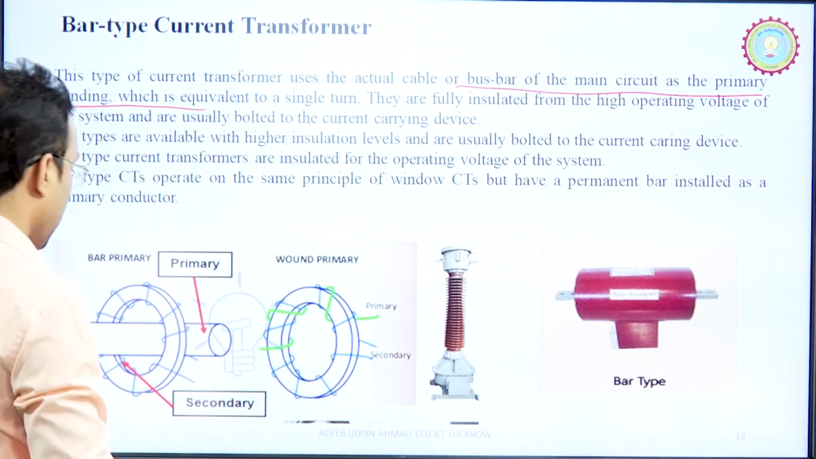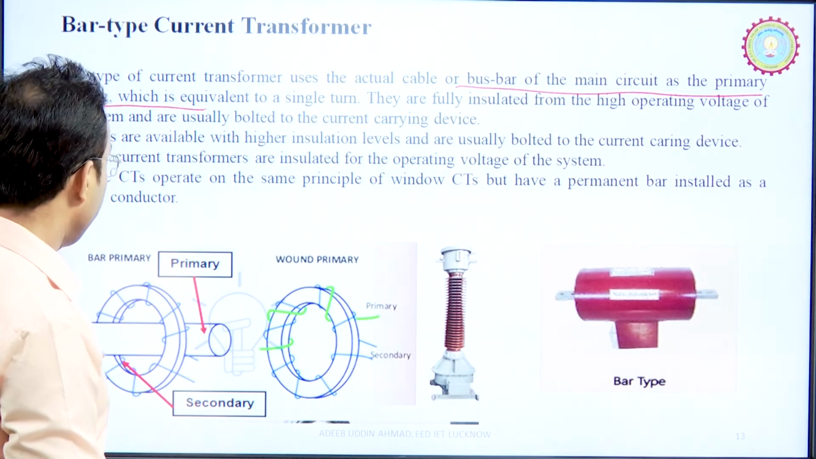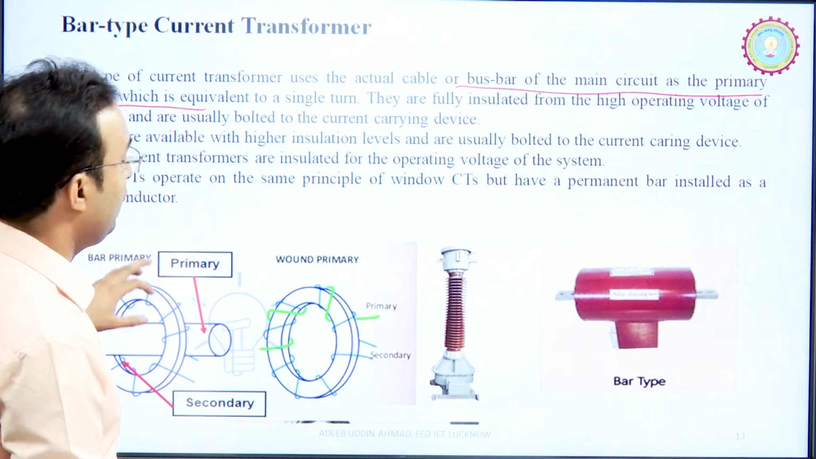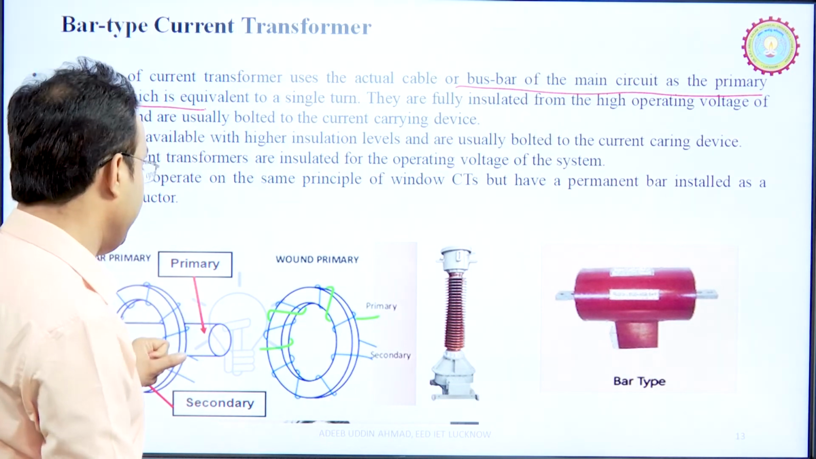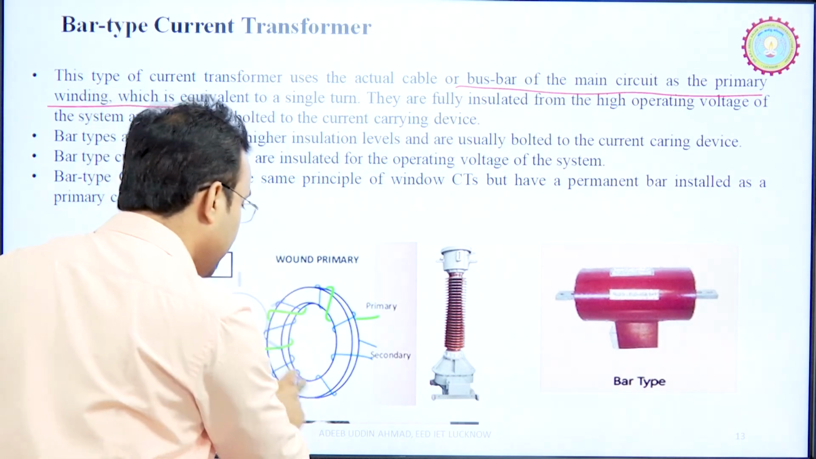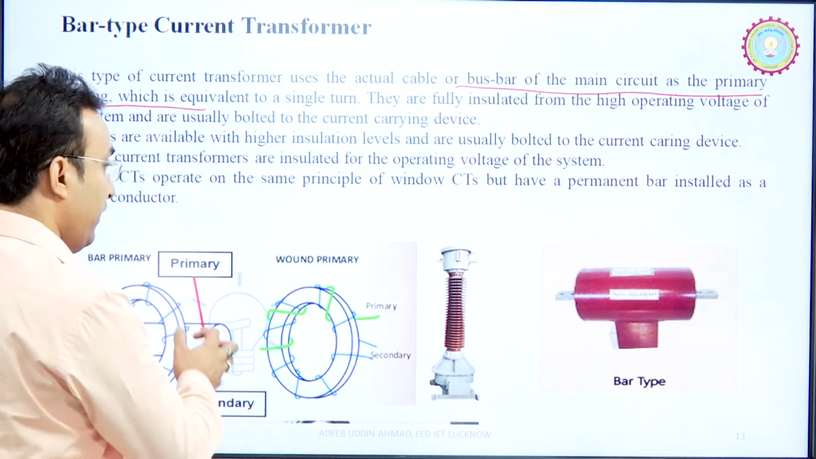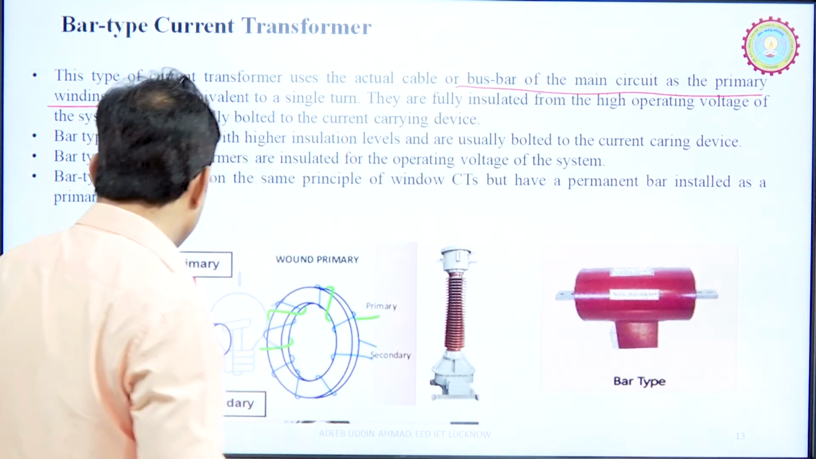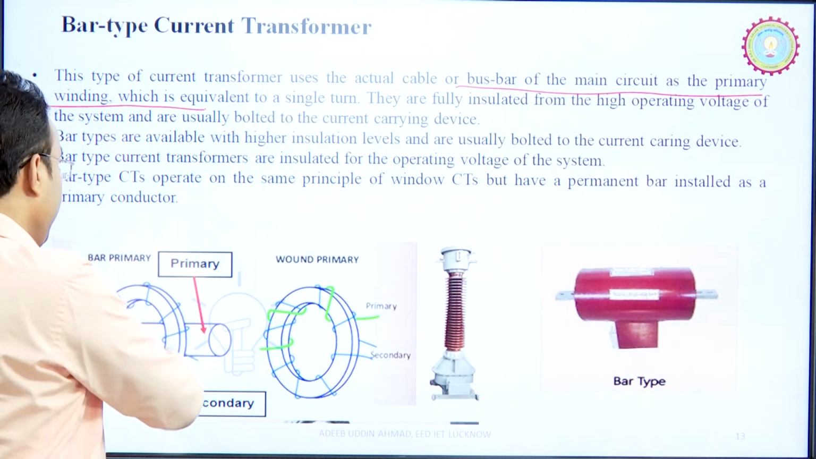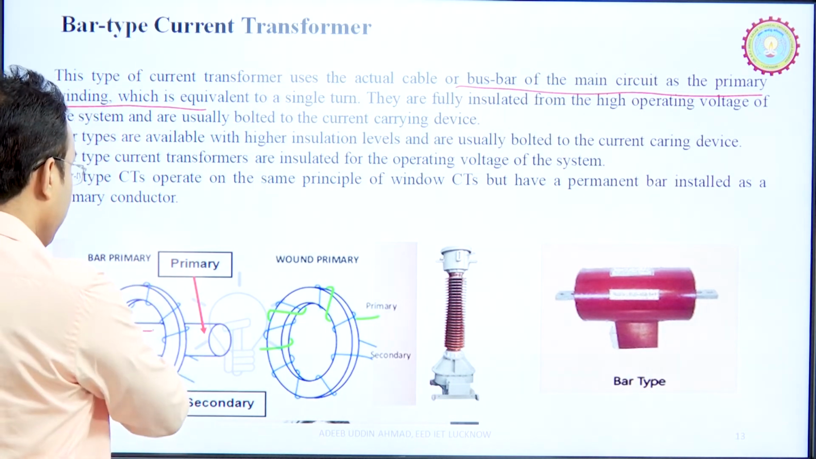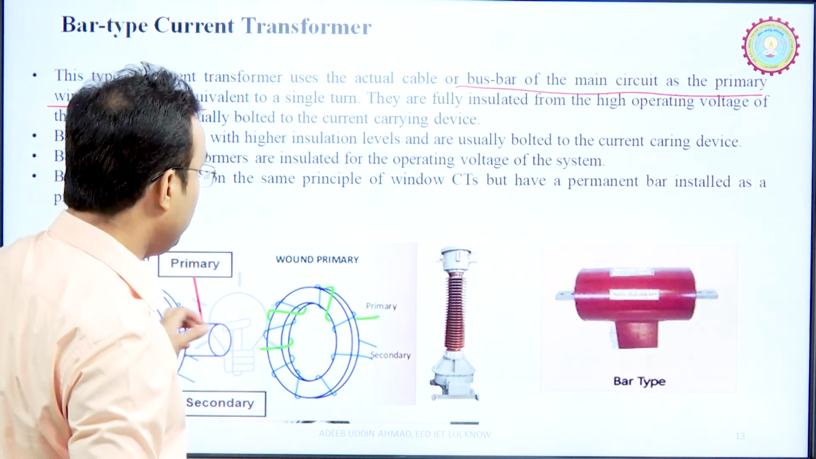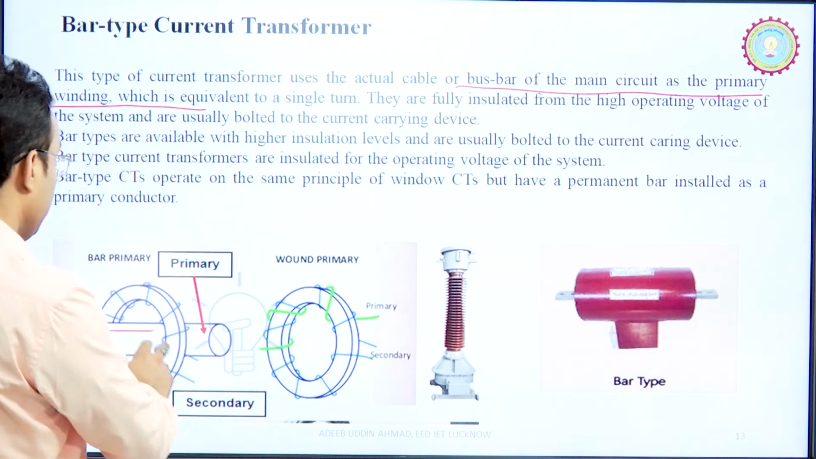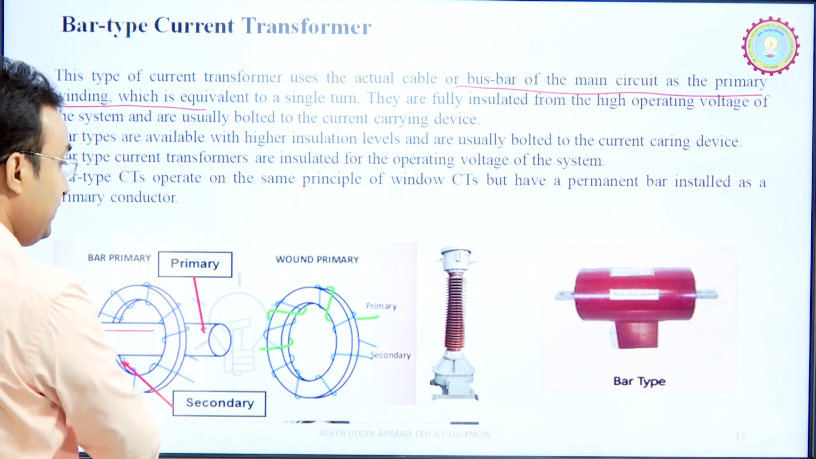So, bar type having this type of structure, we have a bar type primary, and this bar type primary has some secondary, so that we have some fixed bar. Through this bar the high amount of current will flow, and we have a magnetic linkage of secondary to the primary. So, this is the primary and we have some core, on that core we have the secondary. So, we can understand this is primary and this is secondary.